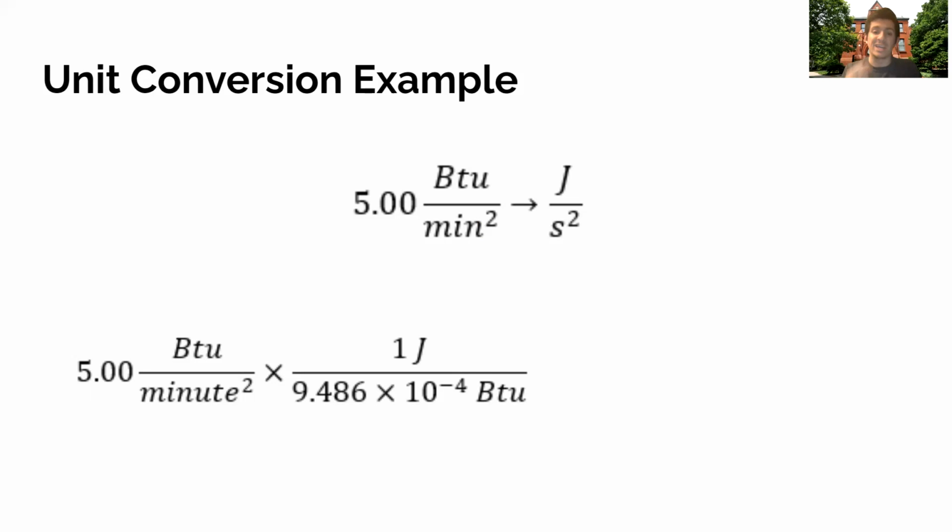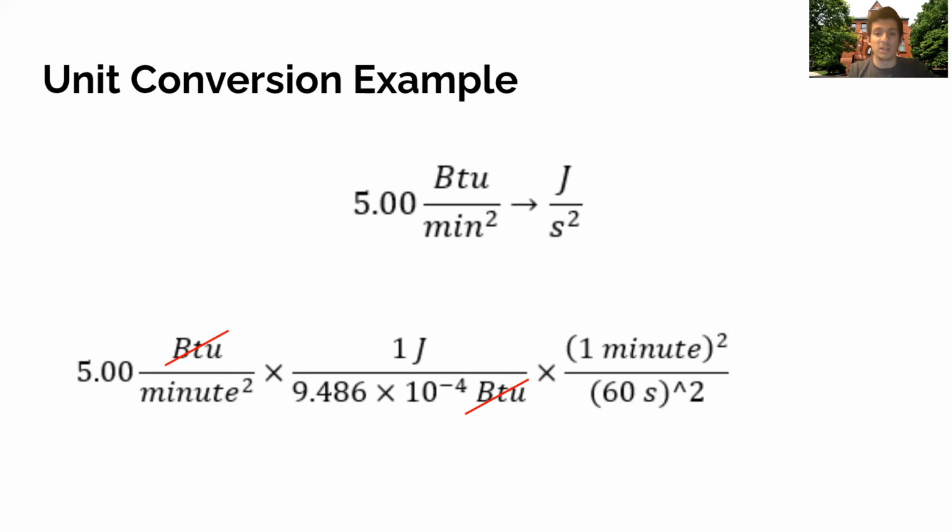We make sure to do it in that order with joules on top because we want the BTU to cancel out. You can see that on the left side it's on the top and on the right side it's on the bottom, so they cancel out. We're left with just joules. So now we need to convert the minute squared to second squared. As we know, there are 60 seconds in 1 minute, so we're going to use that conversion.